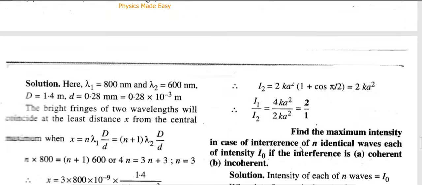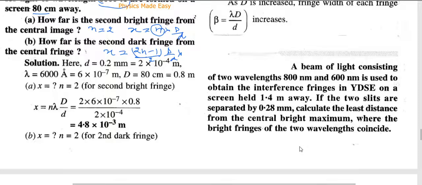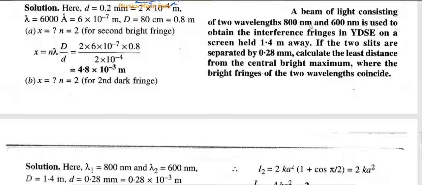And here is the first relevant problem. A beam of light with two wavelengths is used to obtain an interference pattern. One wavelength is lambda, the other wavelength is also given. The distance of the screen is given, so this is capital D. If the two slits were separated by 0.28 mm, so this small d is given, calculate the least distance from the central maxima where the bright fringes of the two wavelengths coincide.